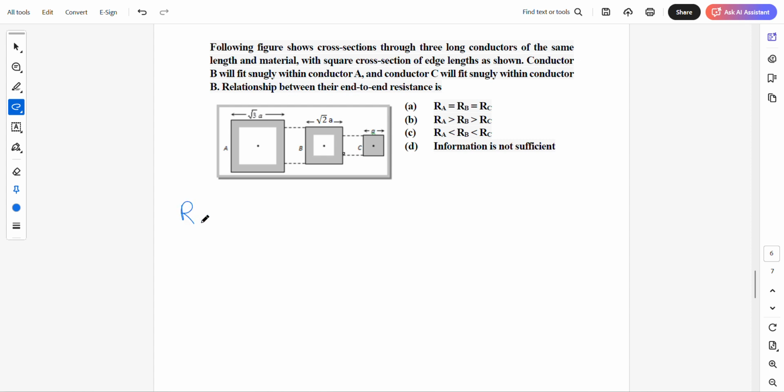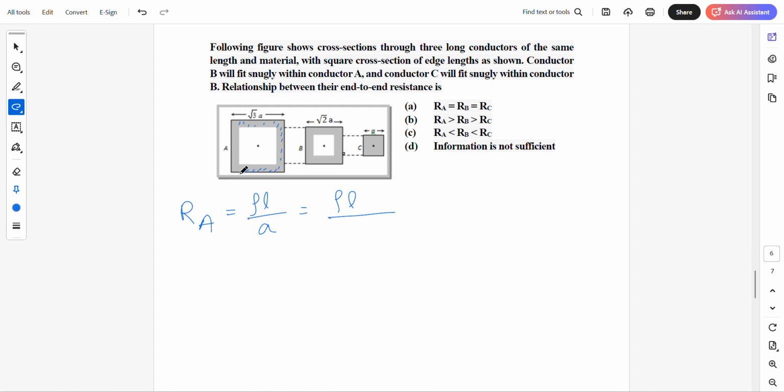Let us find the value of the resistance RA. What is it? Rho L by A. Rho L by area. Now here, rho L divided by area. You have to calculate. How will you calculate the area of this one?